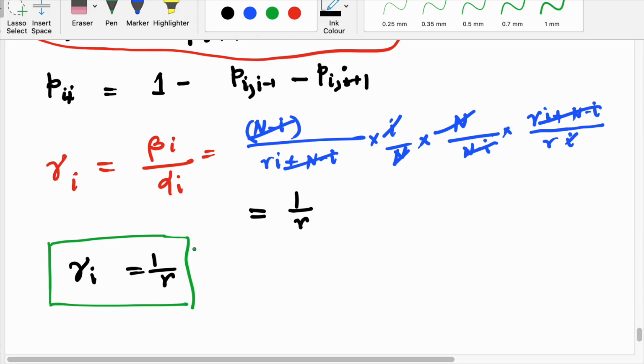And it makes sense, because if the birth rate is larger than 1, that means this gamma i should be less than 1. That means it multiplies at a higher rate, so gamma i should be less than 1. That is the thing. Now we have to calculate the fixation probability.